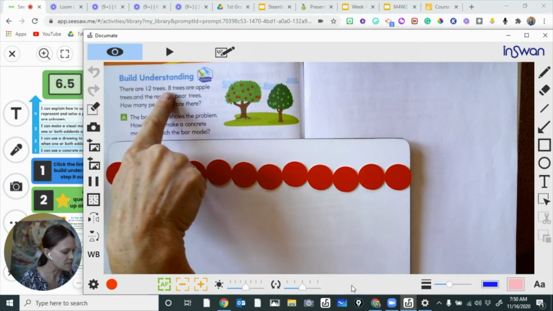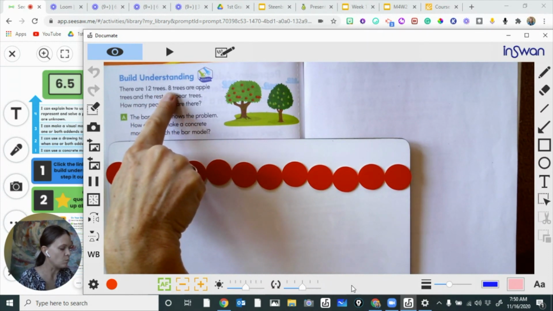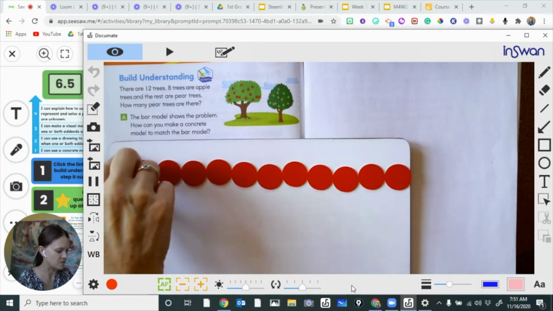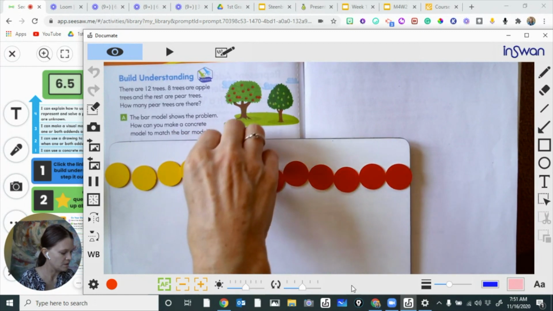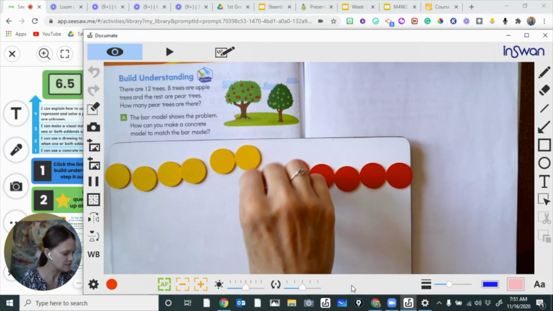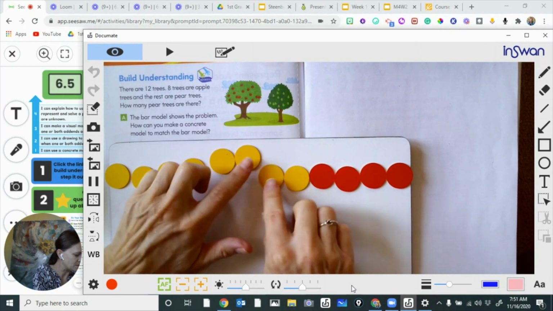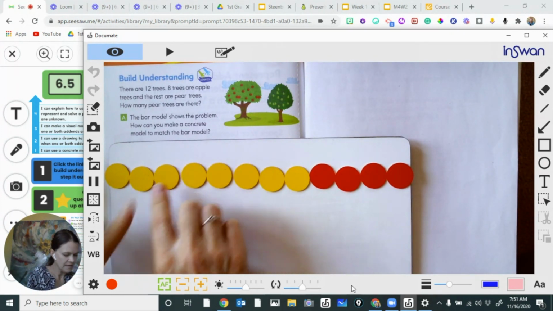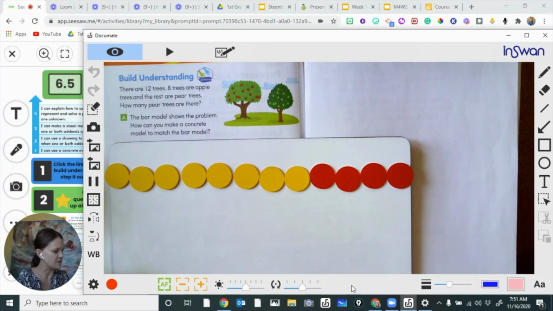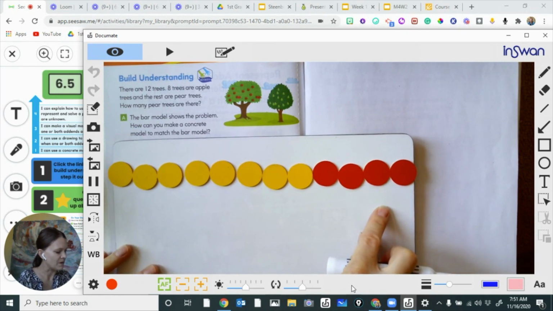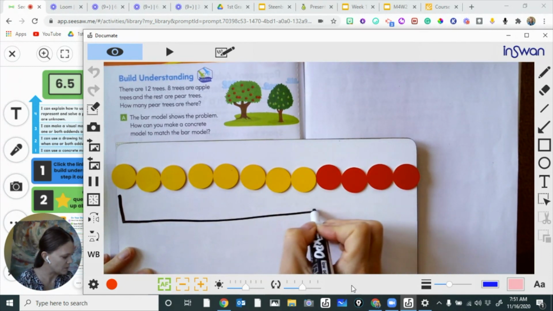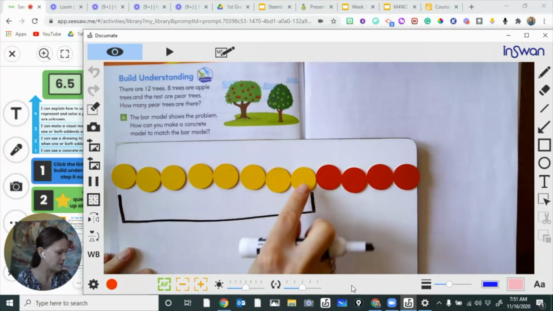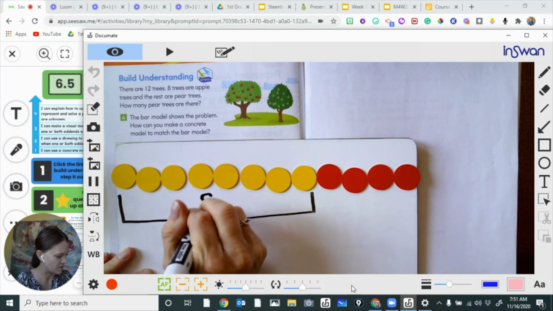Now, my next number says 8 of these trees are apple trees, and the rest are pears. So I know that one part, or 8 of them, are apple trees. So I'm going to turn over 8. 1, 2, 3, 4, 5, 6, 7, 8. And then I'll straighten these out. And now I can see that because I've laid all of my objects out in a straight line, I could actually count these parts. And I knew that this was 8 apple trees, that's what I turned over. So I know that is 8.